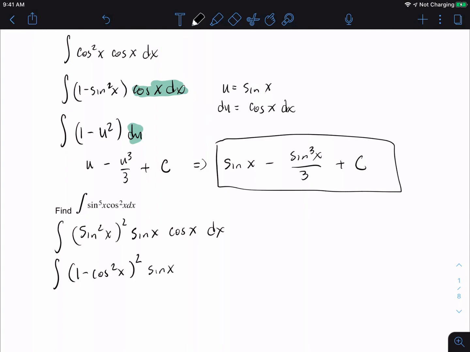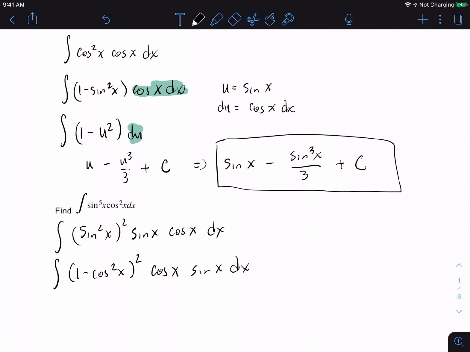Sine of x, and in fact I'm going to write this in a way that you guys can see it. I'll go cosine of x, sine of x dx. You agree with that, right? All I did was switch my sine and cosine. A times b is equal to b times a. And then from here now I can do a u substitution.